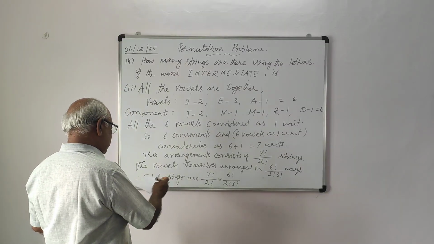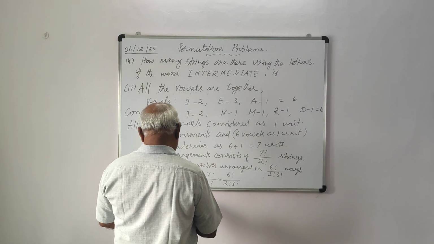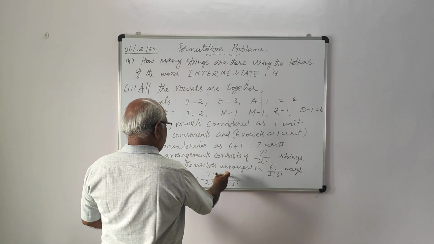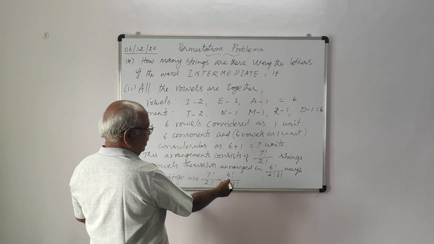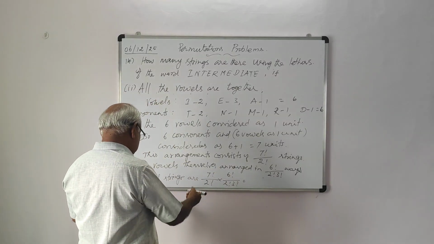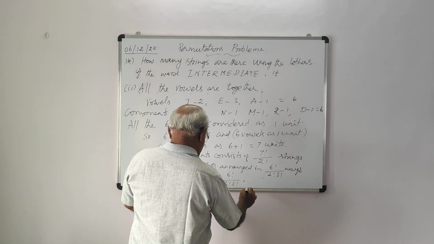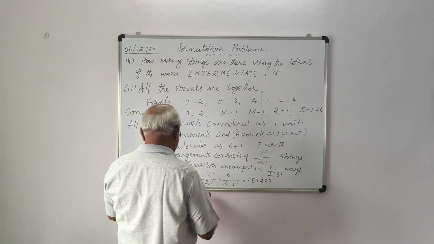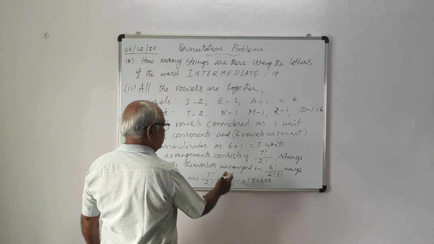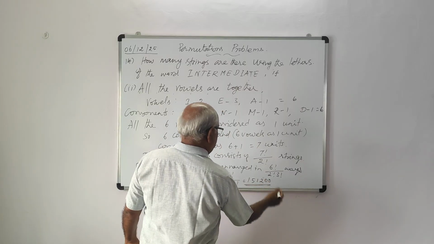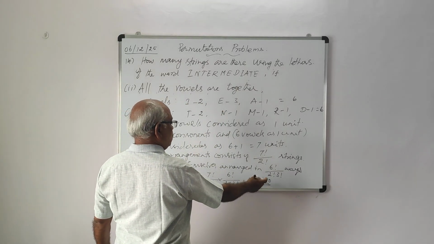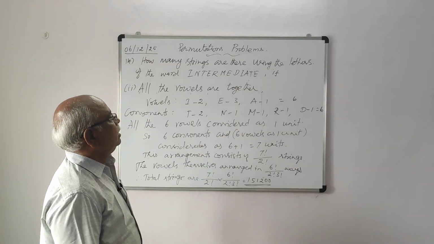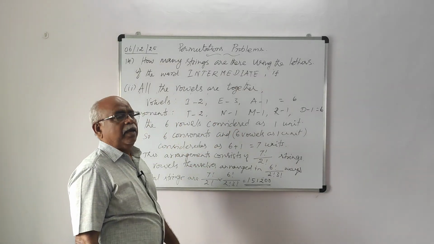See, if you simplify 7 factorial by 2 factorial into 6 factorial by 2 factorial into 3 factorial, you will get 1,51,200 strings. If you simplify this, you will get this answer. So 1,51,200 strings are there if the vowels are considered as one unit. That's all about this subdivision.